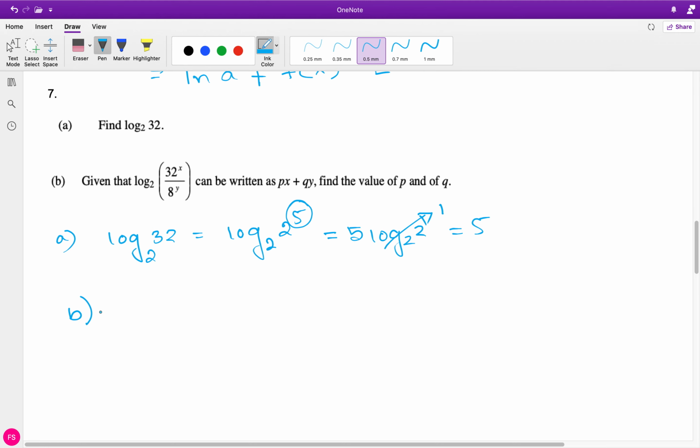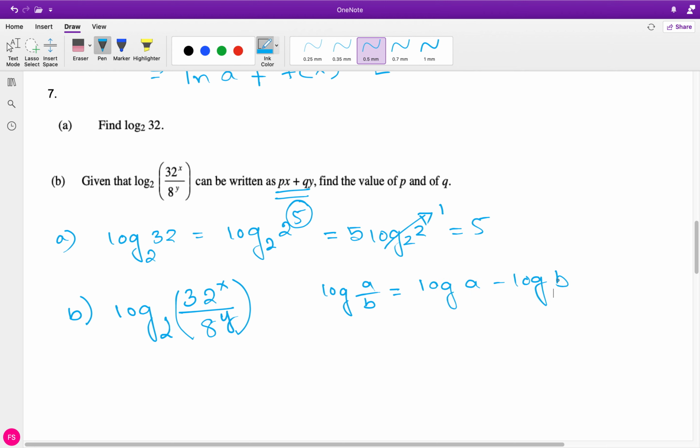Now part b is a little bit different. We have this term, log of 32x divided by 8 to the power of y, to a base of 2. We have to break it down and write it in the form of x and y only. You can see I don't have any log anymore. So it says plus, that means you have to separate the terms first. Now this is written in the form log of a over b, so I am going to separate it and write it as log of a minus log of b.